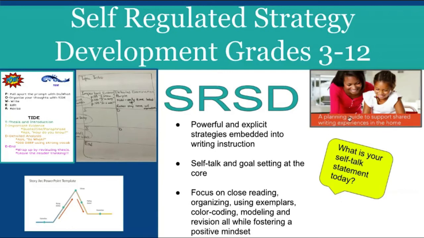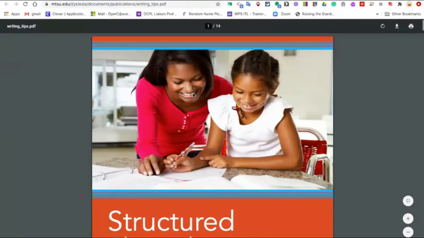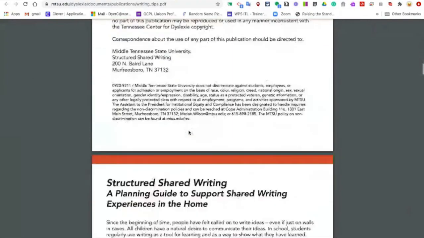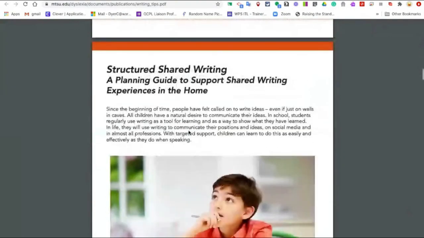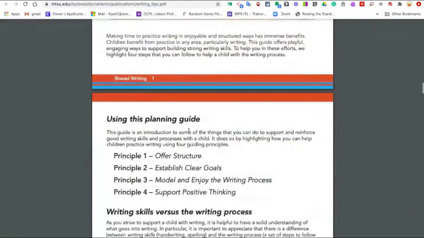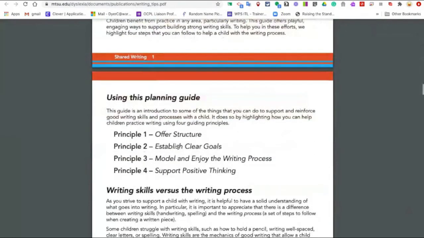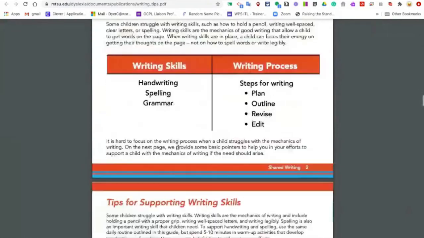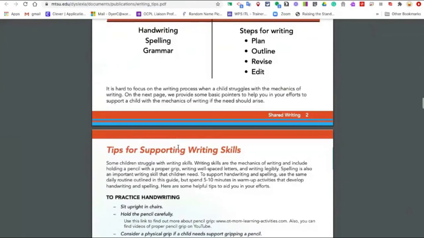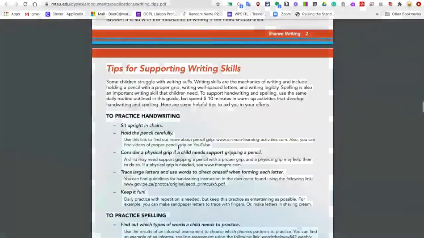On here, we also have a link to a parent's guide that goes along with this. These will be available on the slides. Here it really goes into a little more depth and explains what happens when you're teaching these explicit strategies. It talks about structure and goals and the difference between writing just to make sure you're spelling everything correctly or your handwriting, and writing for content.